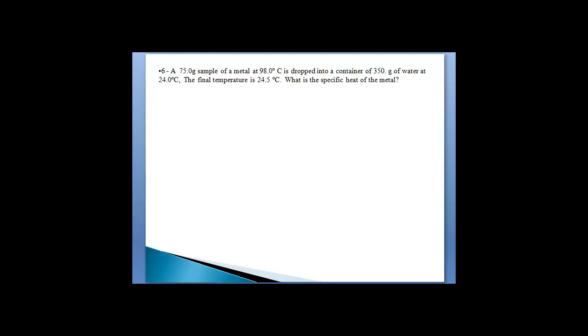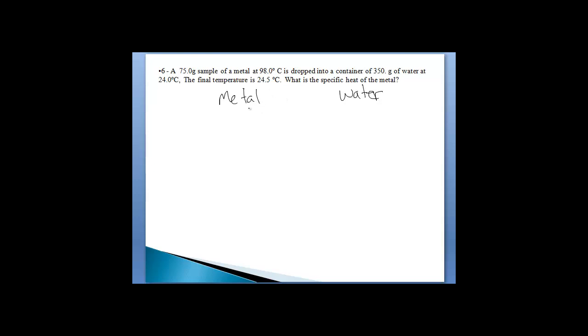Alright, so the whole idea behind these problems is that we're taking a piece of metal, usually at a higher temperature, and we're placing it in water. And what's going to happen is the heat is going to transfer from the hotter metal to the colder water. So we can use that idea to solve for various variables in these equations.